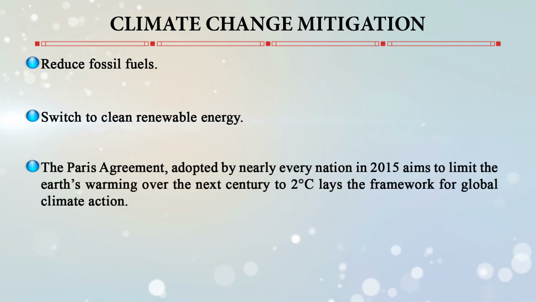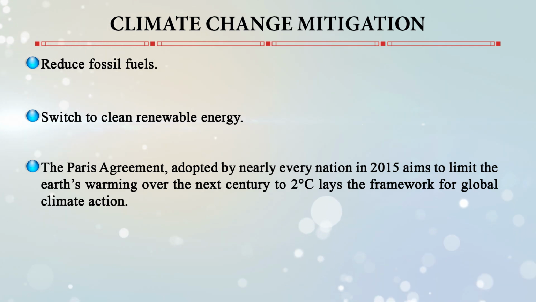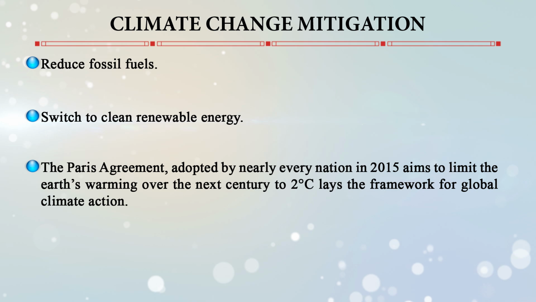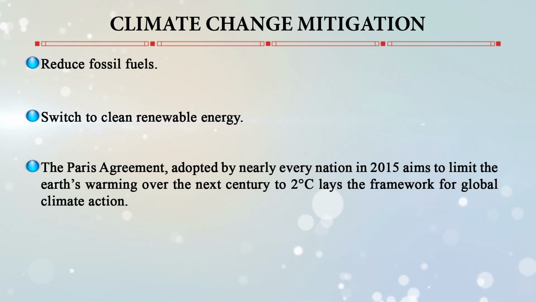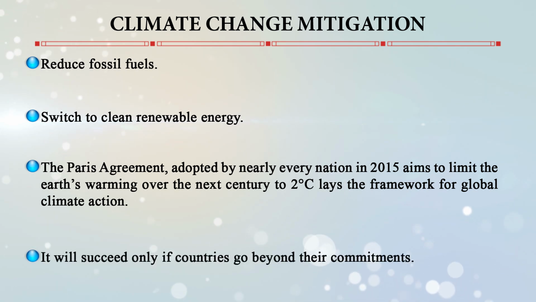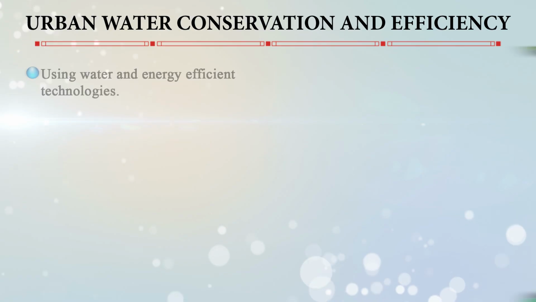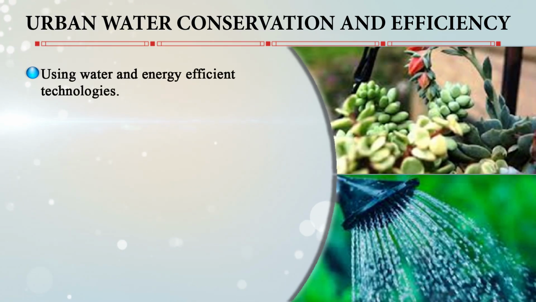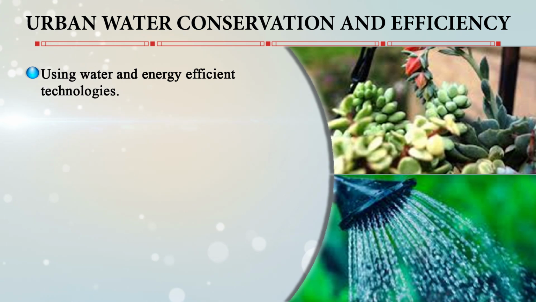The Paris Agreement, which was adopted by nearly every nation in 2015, aims to limit the Earth's warming over the next century to 2 degrees and lays the framework for global climate action. Now, this will succeed only if the countries go beyond their commitments. One thing which is important and what we can all practice is urban water conservation and efficiency. By using water and energy efficient technologies, we can reduce the impacts of the droughts.